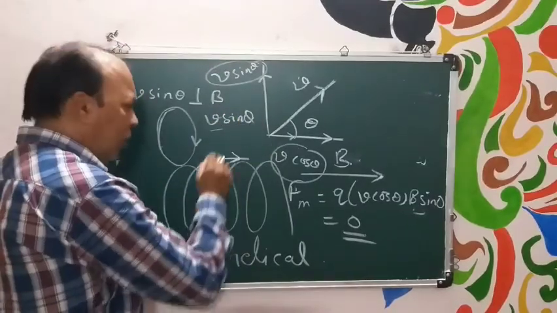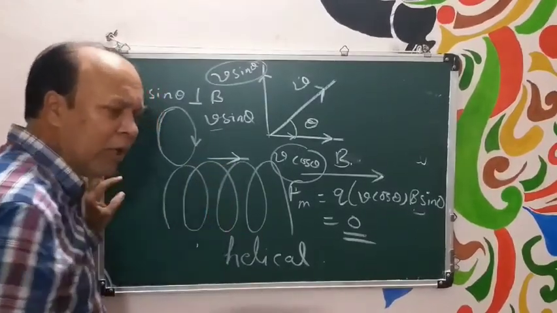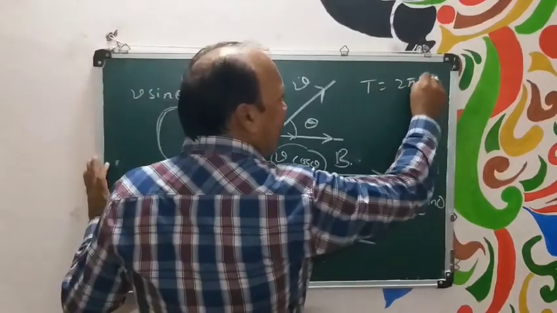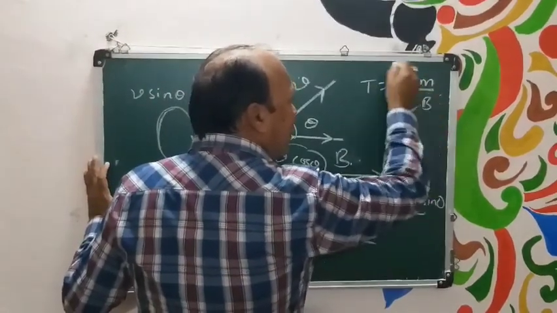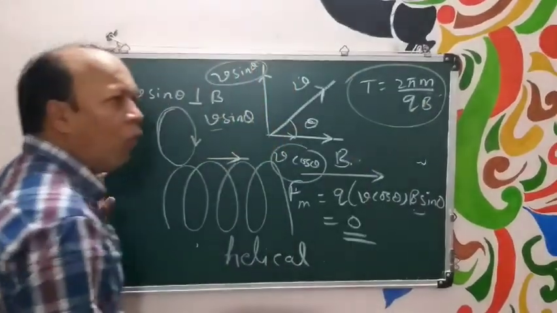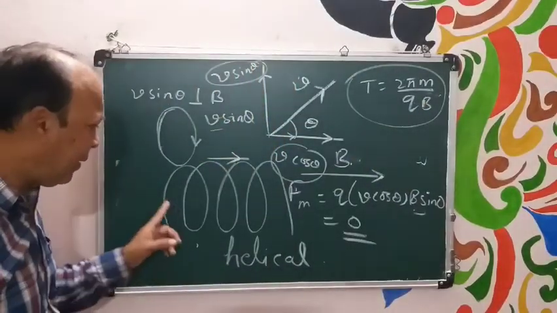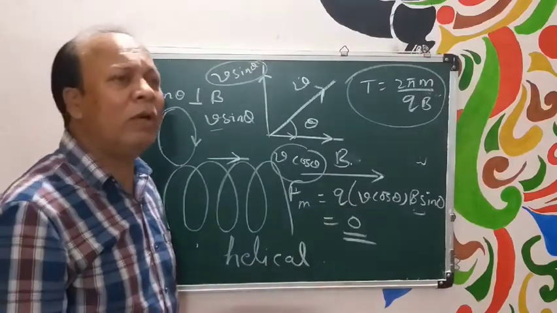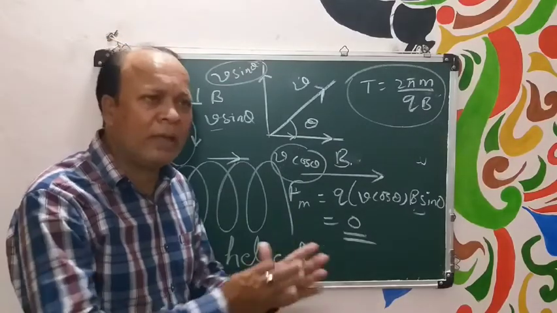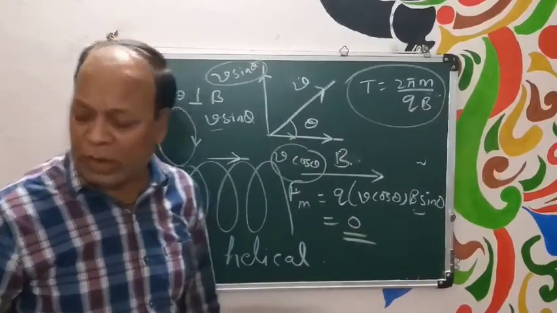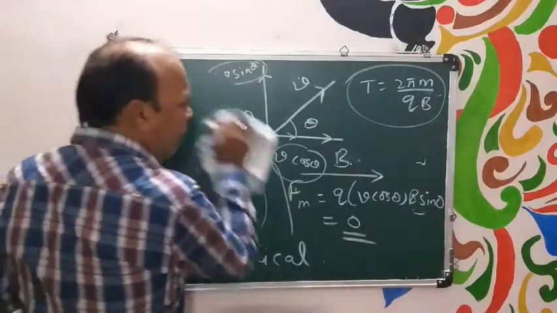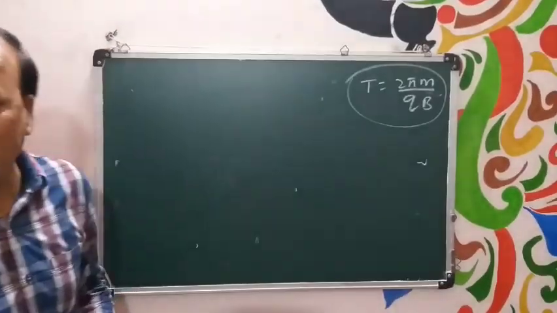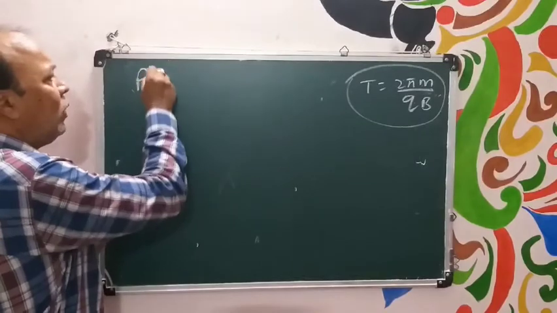Time period, the time taken for one complete oscillation, we have already determined. Time period T is equal to 2 pi m by qB. In this time period, the body will move one circular track, and in this time period it will also move with V cos theta in the linear direction. So in one complete rotation, how much distance will this body move? Suppose someone asks what is the pitch? Pitch means the total linear displacement in one complete rotation. This is known as pitch.